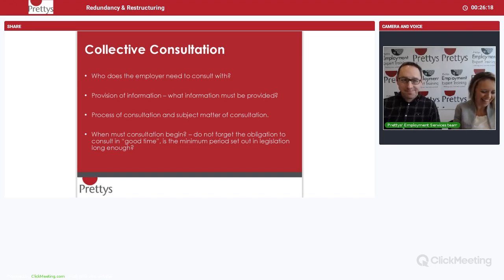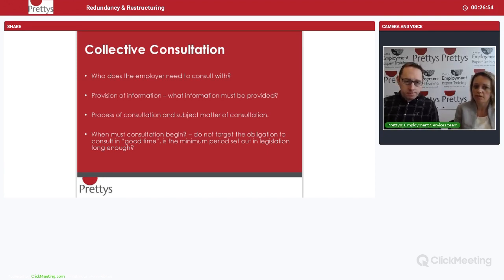And we also need to consult with representatives of affected employees. So those are the employees affected by the proposed dismissals or by measures proposed to be taken in connection with the dismissals. So slightly wider there. Effectively, if you're going to make a significant number redundant, and that's going to have an effect upon those left behind in terms of workloads, then you need to be thinking about them and consulting.